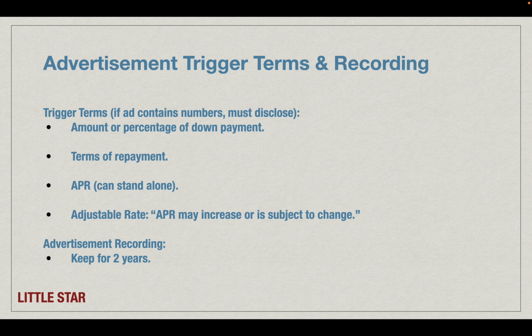When it comes to advertising, if a mortgage ad includes numbers, such as the down payment amount, repayment terms, or APR, it must disclose additional details. For example, if an ad mentions an adjustable rate, the lender must clarify that the APR may change. These advertisements must be kept for at least 2 years.